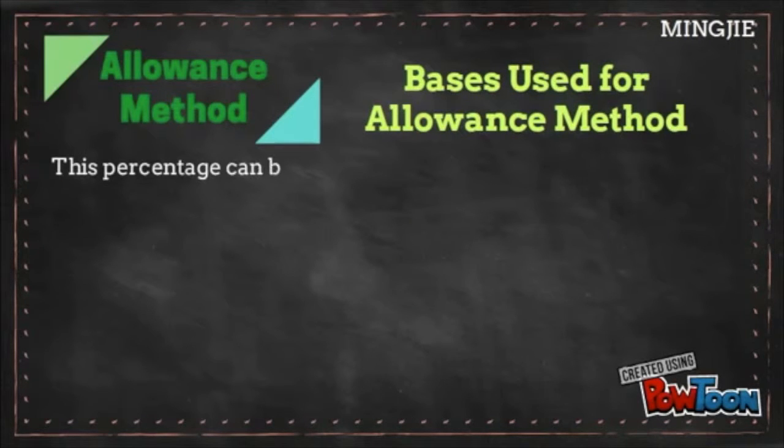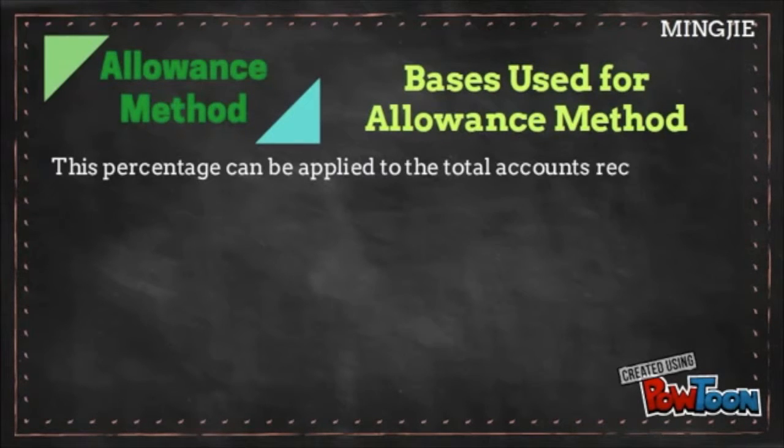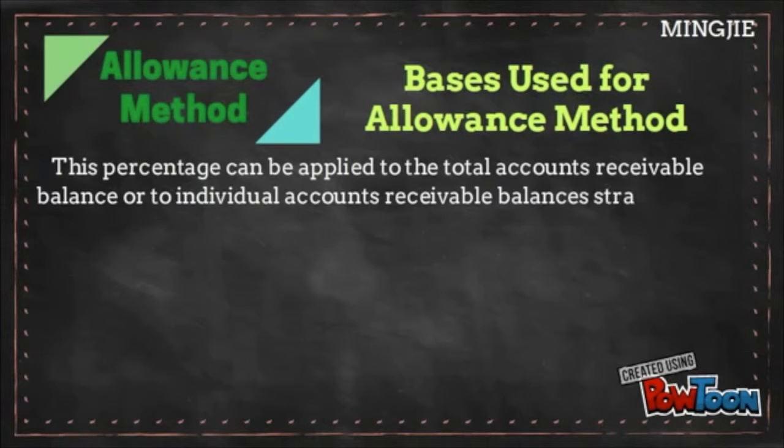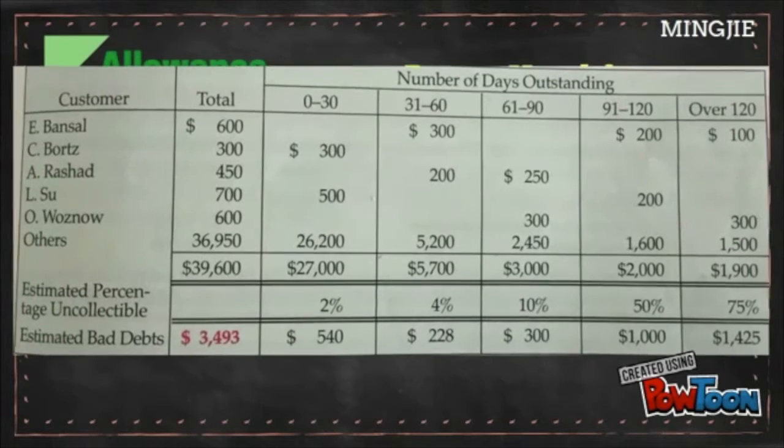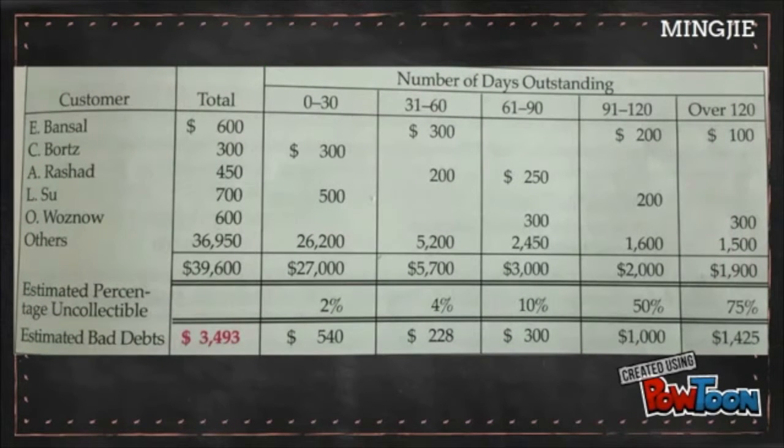This percentage can be applied to the total accounts receivable balance or to the individual accounts receivable balances stratified by age. Here is an example. The accounts receivable are separated into different categories by number of days outstanding, and a different percentage is applied to each category. For example, 0 to 30 days is 2%, and 31 to 60 days is 4%, and so on.